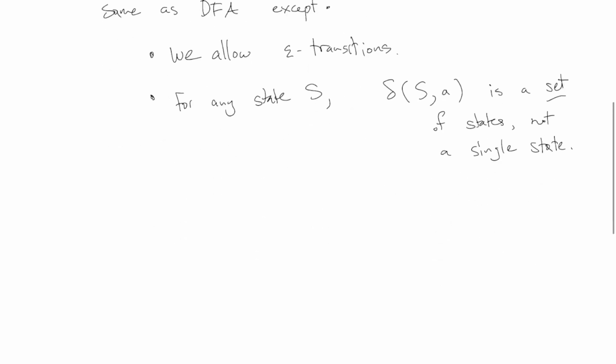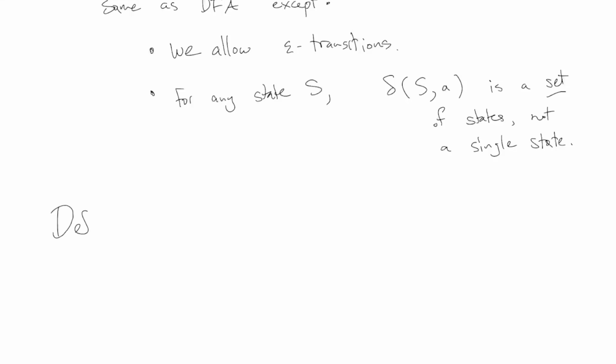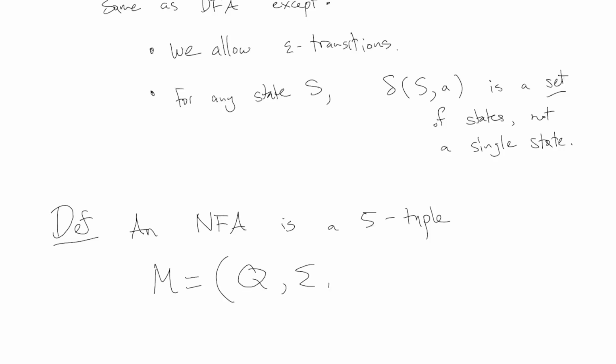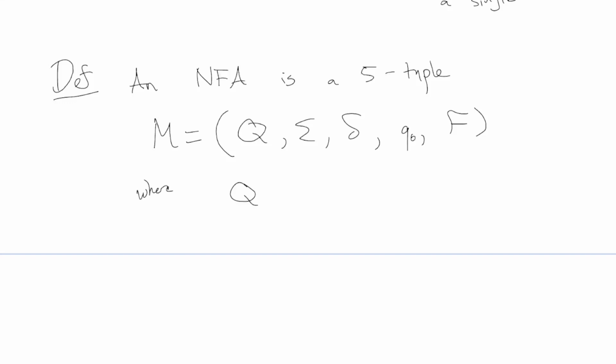All right, so let's try and write down the formal definition of an NFA. It is a 5-tuple, just like a DFA is. And I will use the same notation. So Q, sigma, delta, Q naught, and F, where Q is a finite set of states. Of course, it must be finite. That's important. That's what the F stands for in NFA. Sigma is the alphabet. Delta is the transition function.